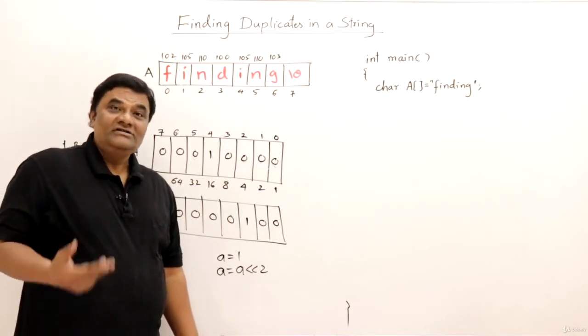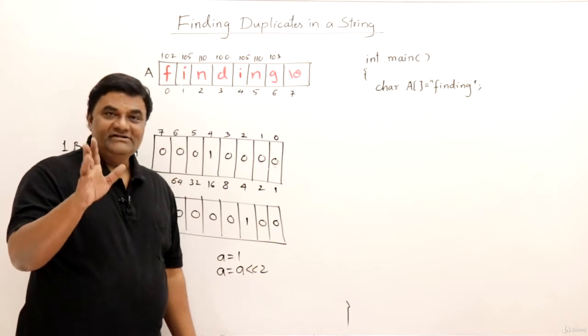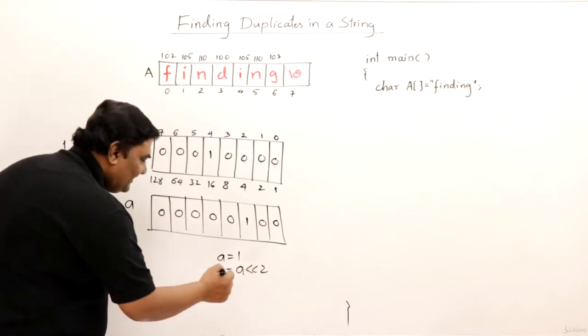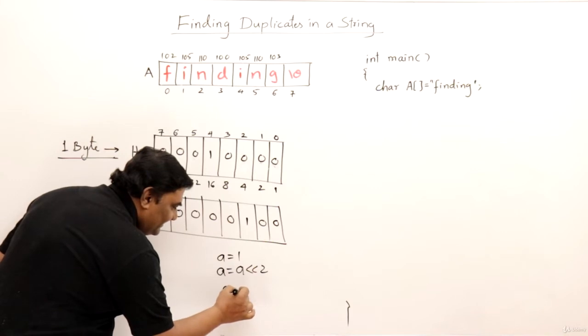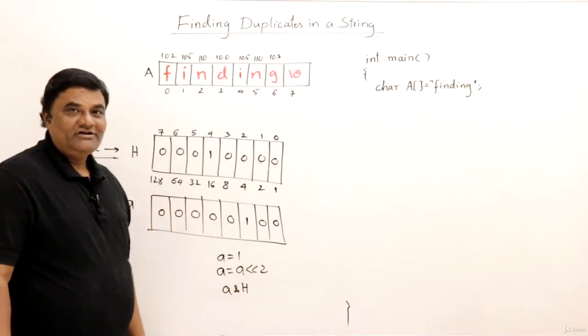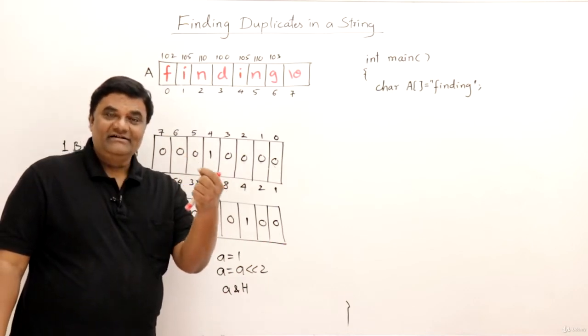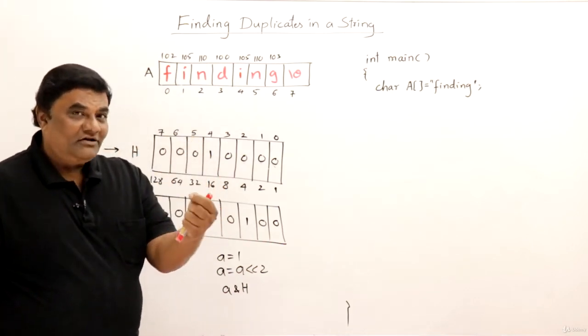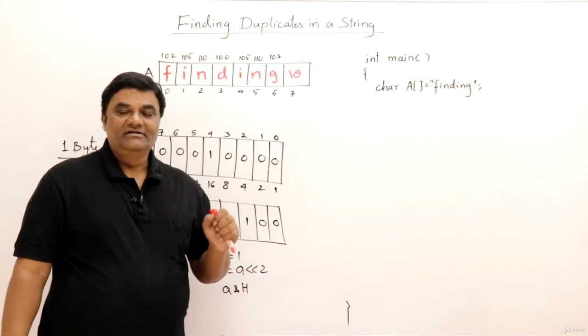If you get a non-zero value, it means the bit is on. So by performing AND between A and H, I can know whether that bit is on or not. Knowing whether a particular bit inside a memory is on or off is called masking.